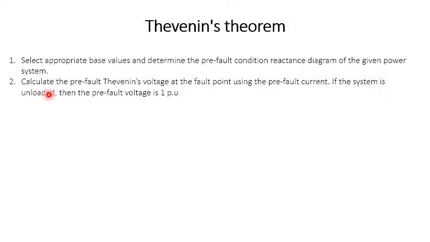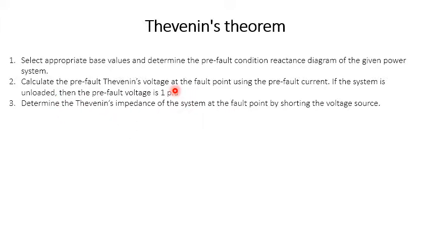If the system is unloaded, sometimes they will mention this in an example: it is working at 60, but it is tapped at 66. Sometimes that's the case, and then 60 by 66 we are supposed to take. If they have not mentioned it, then we have to take the pre-fault voltage as 1 per unit. Then we have to determine the Thevenin impedance of the system at the fault by short circuiting the voltage source. This is important to calculate the impedance.